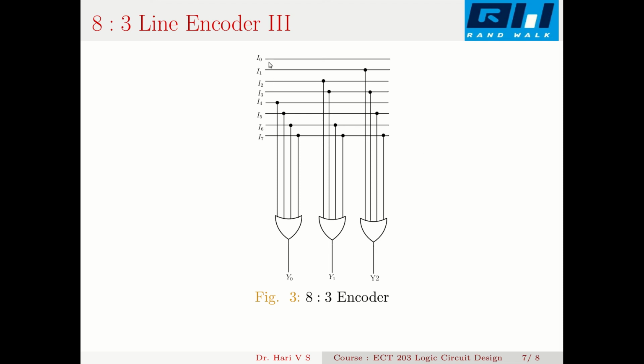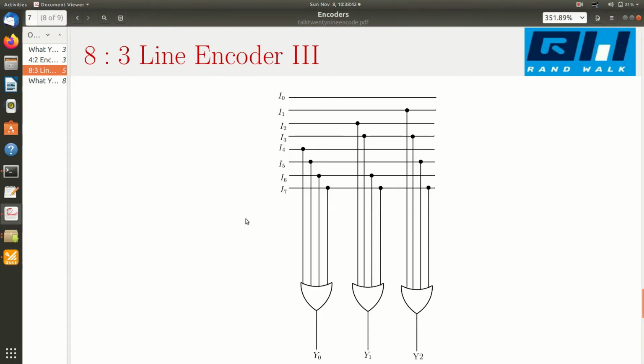This is how I realize the circuit. These are the input lines I0, I1 to I7, and these are my OR gate outputs Y0, Y1, Y2, with Y0 as the MSB and Y2 as the LSB. Now I can realize this in QUCS this way.